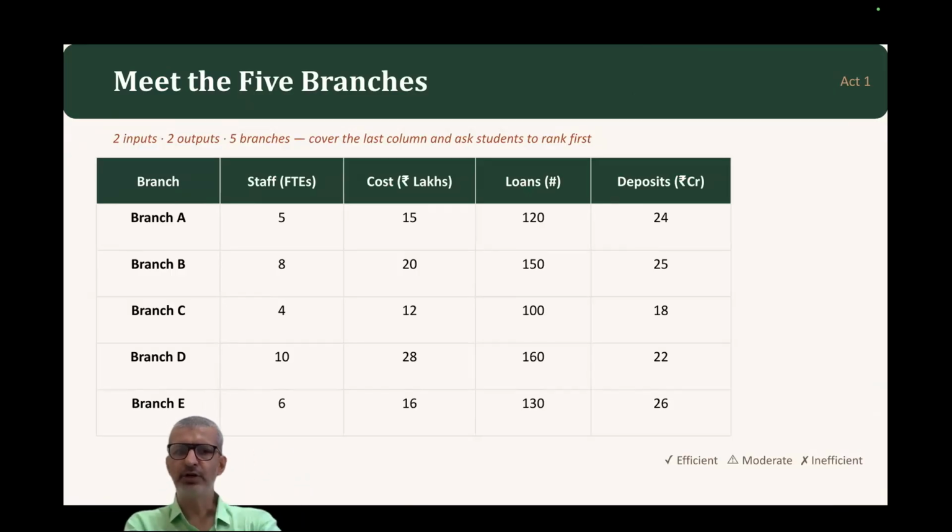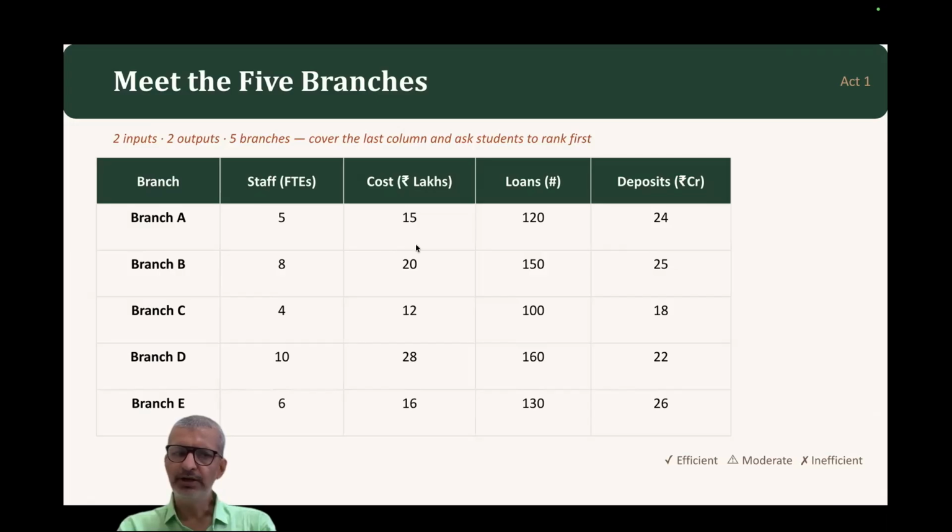You have branches A to E, you have full-time employees, that is the staff. You can see that on the screen. You have the cost in rupees lakhs, and you have loan numbers, number of loans, and you have deposits in crores. Now, here we are considering that you have two inputs, number of employees is an input and the cost is an input, and you have two outputs. So we're talking about a situation where you have multiple inputs and multiple outputs. Number of loans is an output and amount of deposits, the rupee amount, rupees in crore, amount of deposits is the other output.